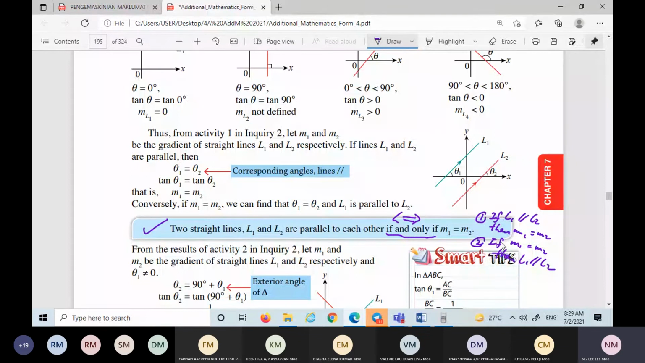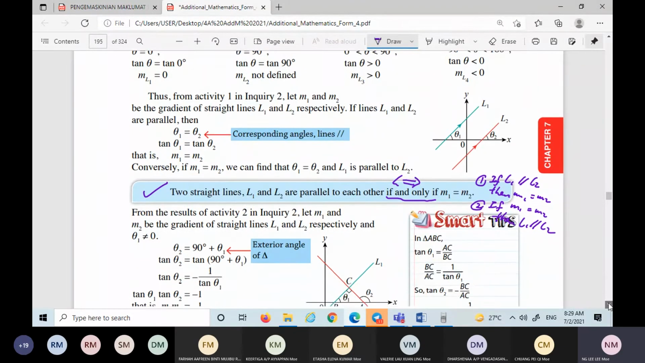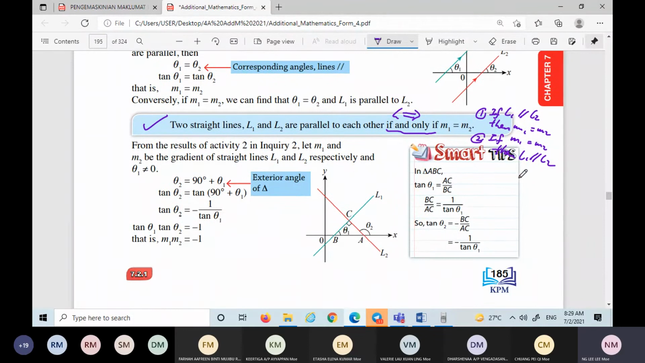If and only if brings this meaning. I don't know whether you have learned this before, but I know your chemistry and modern maths will teach it. So when you see if and only if, it is a two-way meaning. If, then. And the other way, from the back come to the front, if, then. So this is for parallel lines.